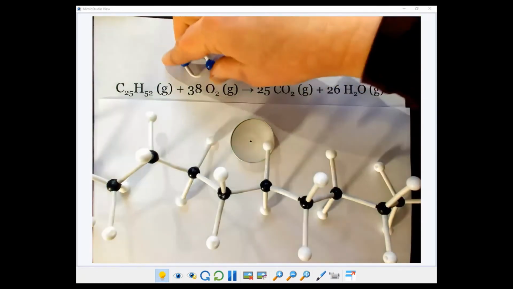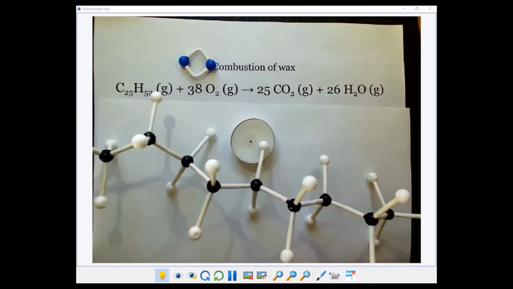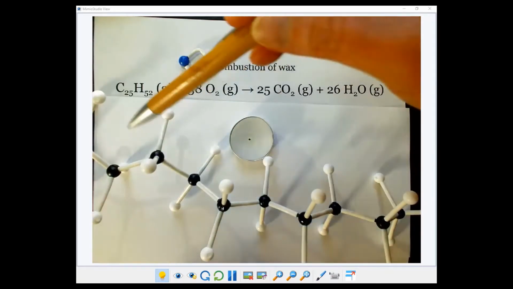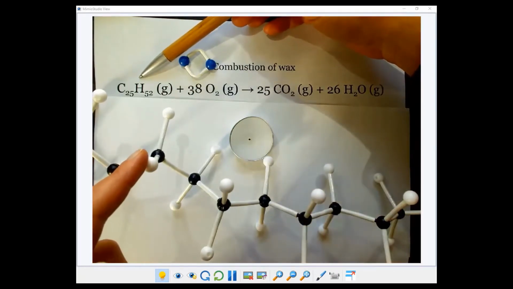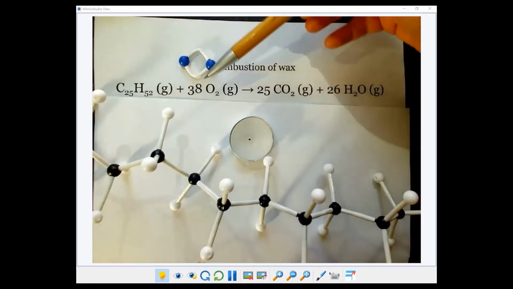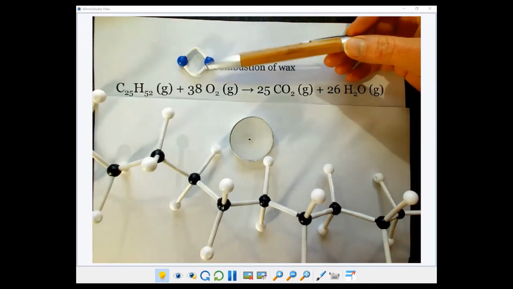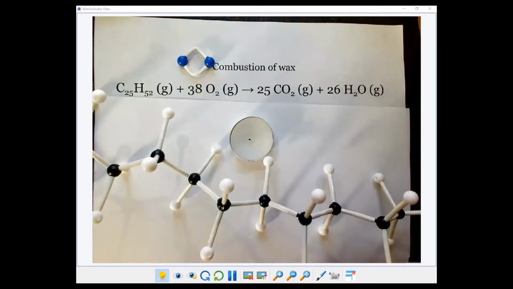Oxygen is O2, right? So here we've got this big giant molecule, C25H52, can't even fit it on the screen. This is the C25H52 right here, a big giant molecule. We burn it with oxygen, but we would need 38 of these. Look at that, 38 O2s in order to burn all of those, break all those carbon bonds, break all those hydrogen bonds, break this whole molecule apart and have it join up with the oxygen.